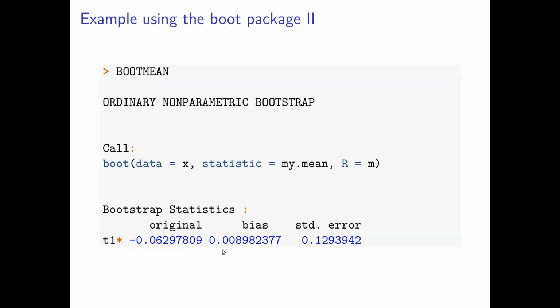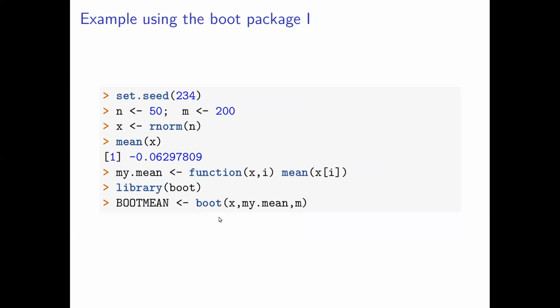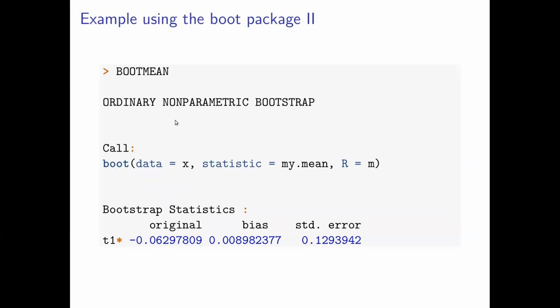The Bootstrap estimator of this approach has a bias of 0.009, whereas the standard error of 0.13 is very close to the standard error which we would expect in this scenario, which is 1 over square root of 50. So bias is unrelated to the standard error. This is about how far off this original value and the bootstrap value actually are on average.